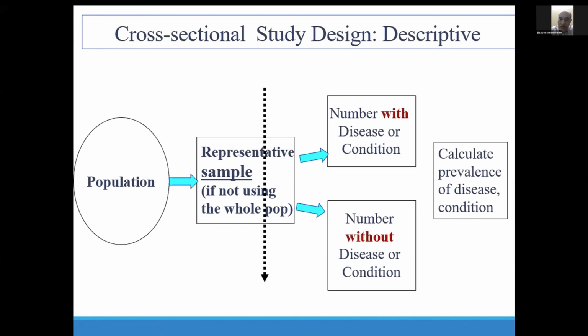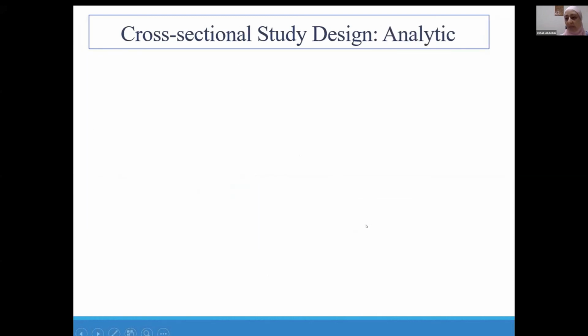Numerator is a number with disease or condition. Excellent. Where is my denominator? The number of all cases, all included cases. All persons included. So it's actually people with the disease and people without. Both of them are in my denominator.